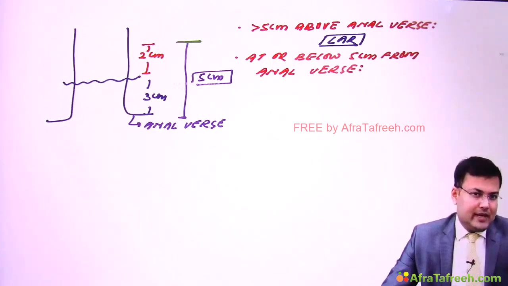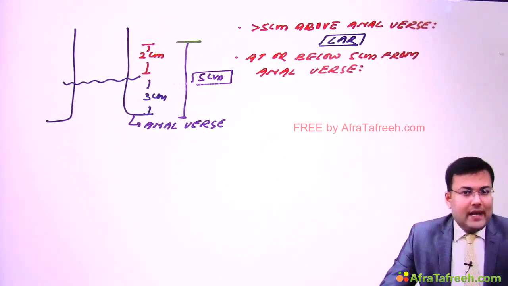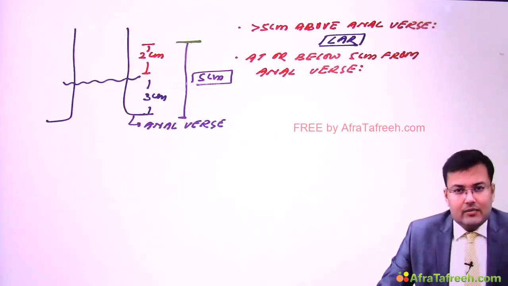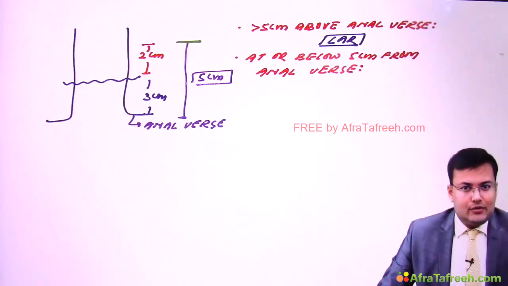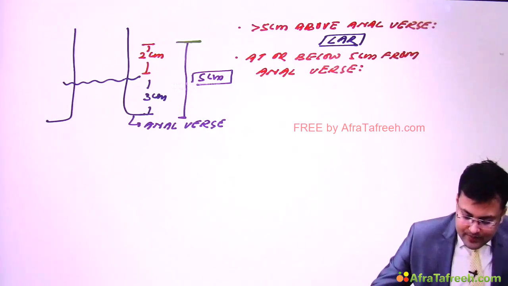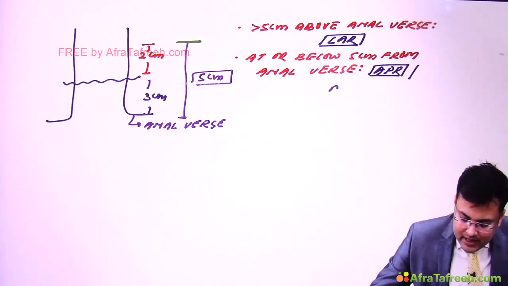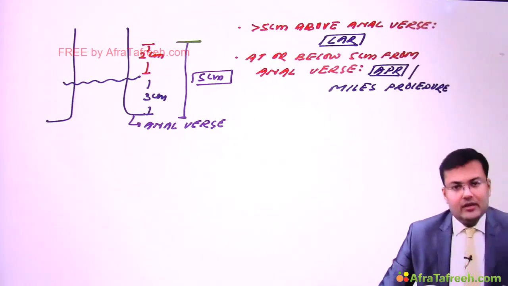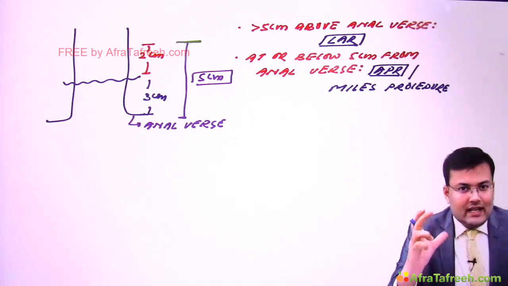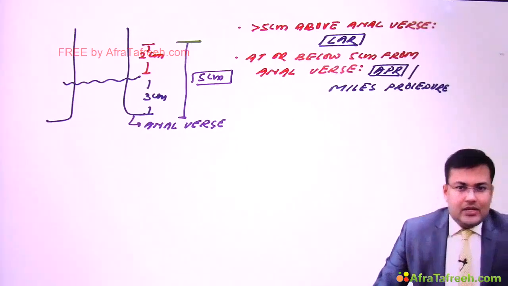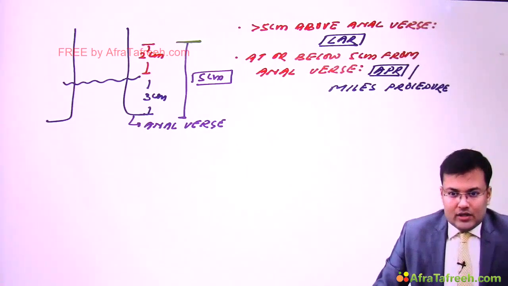And what is the full form of APR? Abdominoperineal resection. And what is the other name of APR? It is known as the Miles procedure. Clear? And what is done in abdominoperineal resection? Here we have to remove the whole anal canal and the whole rectum, and the patient is going to have a permanent colostomy. So these are the treatment options for patients with carcinoma rectum.